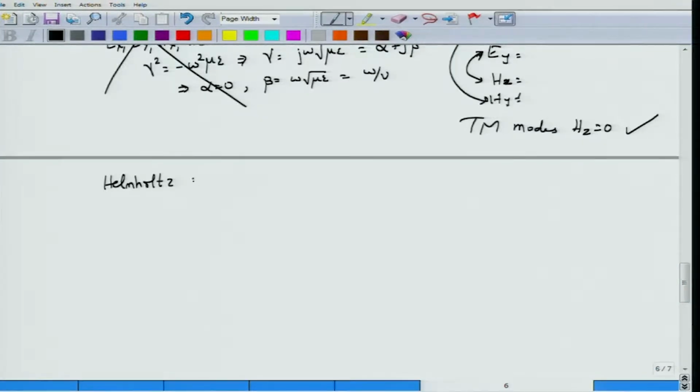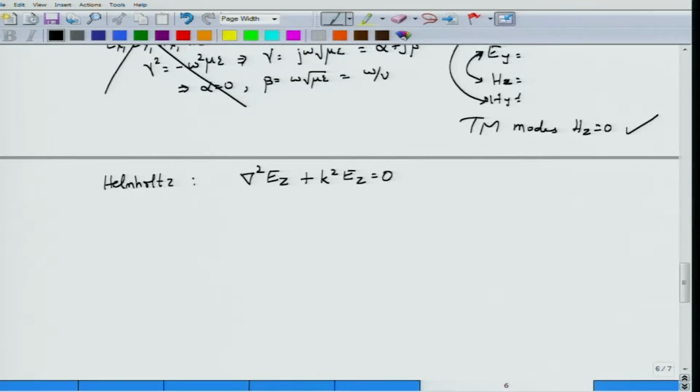I know from the Helmholtz equation that for any component of the electric field or magnetic field, I can write this Helmholtz equation: del square Ez plus k square Ez must be equal to 0. What is del square here? Del square is nothing but the Laplacian operator operating on the component Ez.